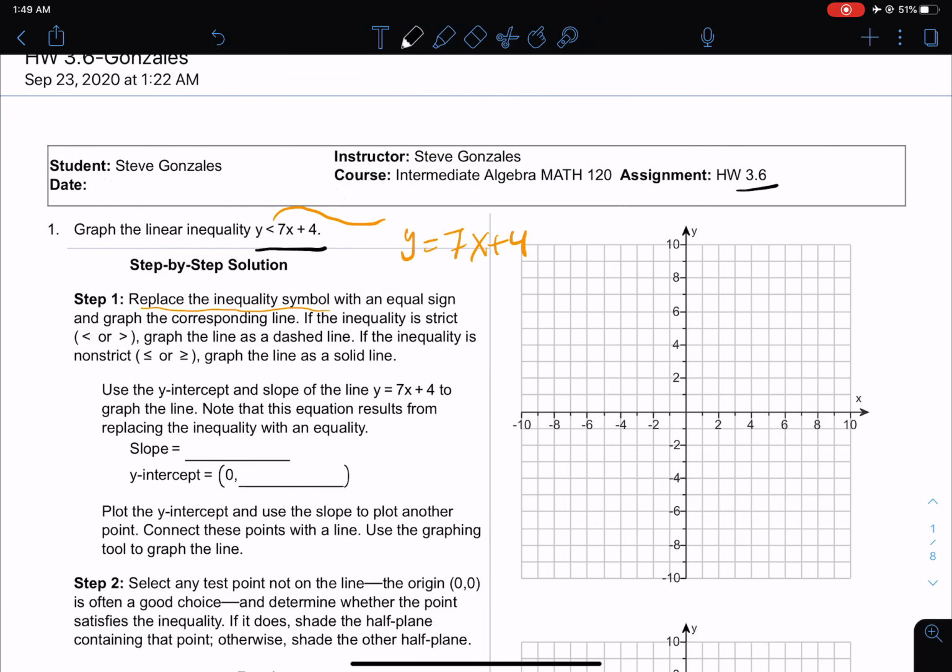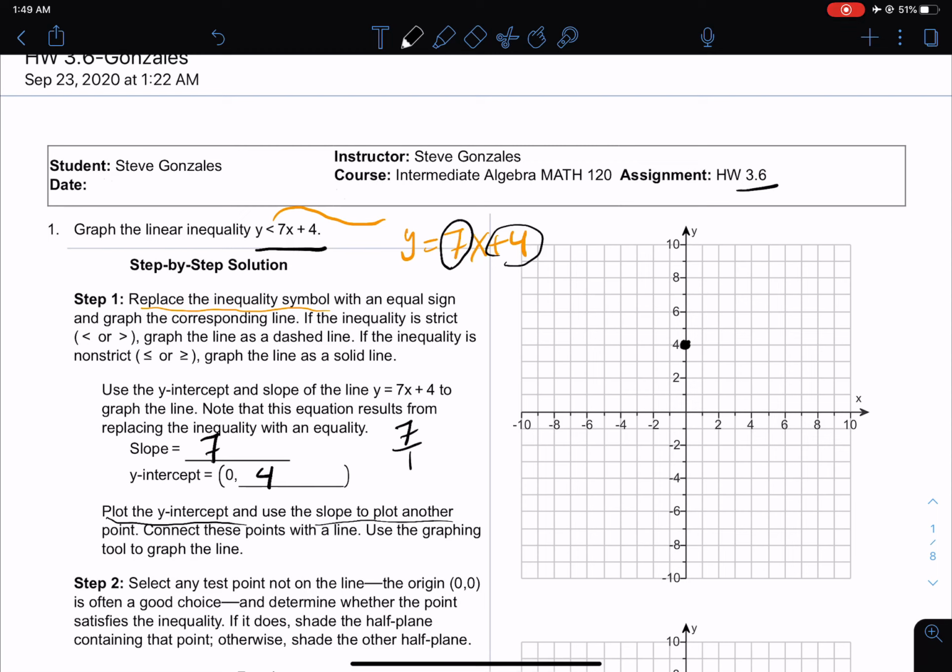Now they're asking us, what's the slope? Well, it's in slope-intercept form, so the slope is 7, and we like to think of it as 7 over 1. And what's our y-intercept? There it is right there. It's 4, or the point (0, 4). This helps us graph the line. They'd like us to plot the y-intercept first, and then use the slope to plot the other points. So we plot our y-intercept at 4.